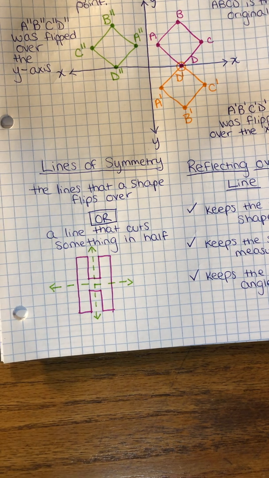There are other shapes and other examples out there that have way more lines of symmetry. Some shapes have infinite lines of symmetry. So it's important to kind of keep an eye out for those things, keep an eye out for what makes something symmetrical, and try to maximize those lines.